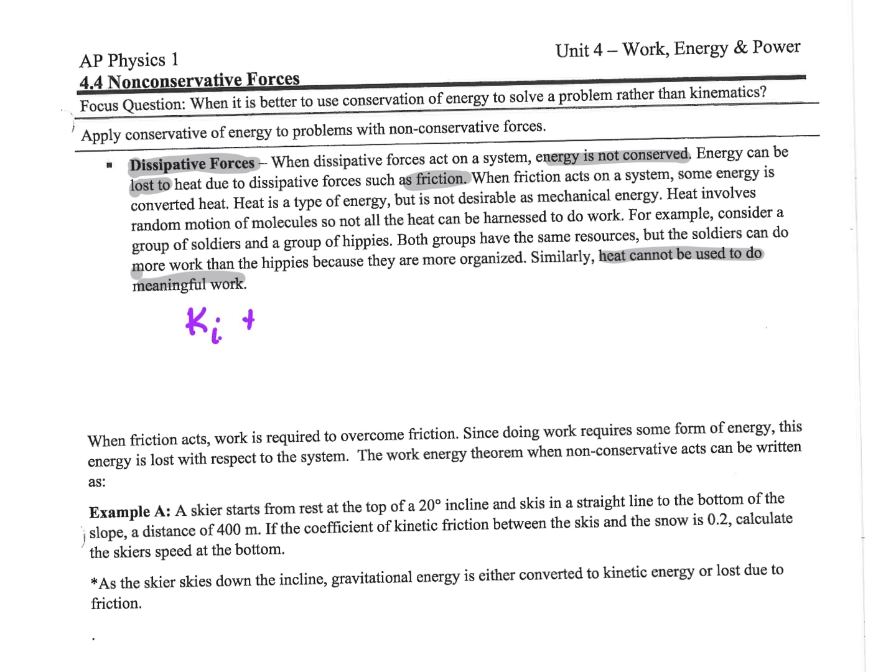We've got K initial plus U initial. Now remember, U initial could be spring or it could be gravitational, plus work non-conservative. Now that work non-conservative is going to be positive or negative based on whether or not it is putting energy in or taking energy out. And then that would equal K final plus U final. Okay.